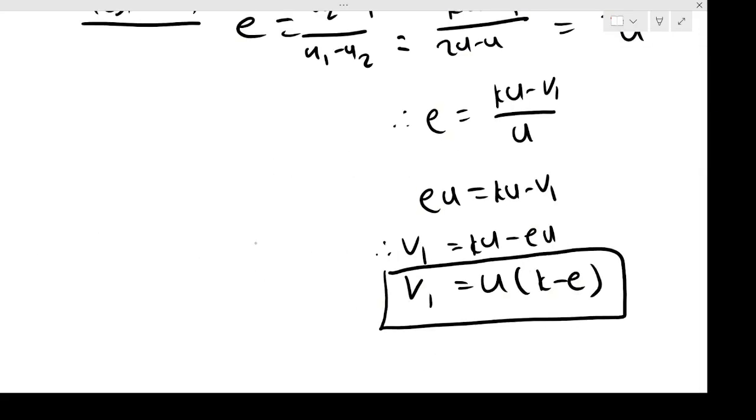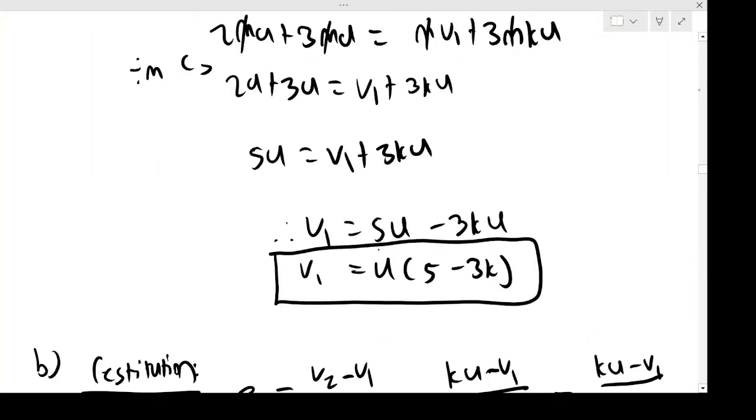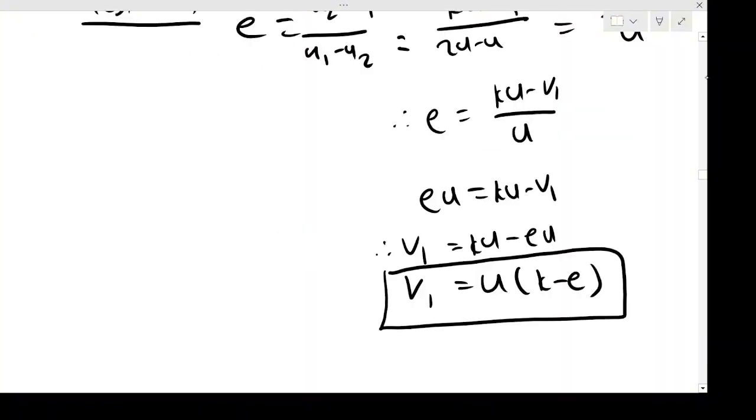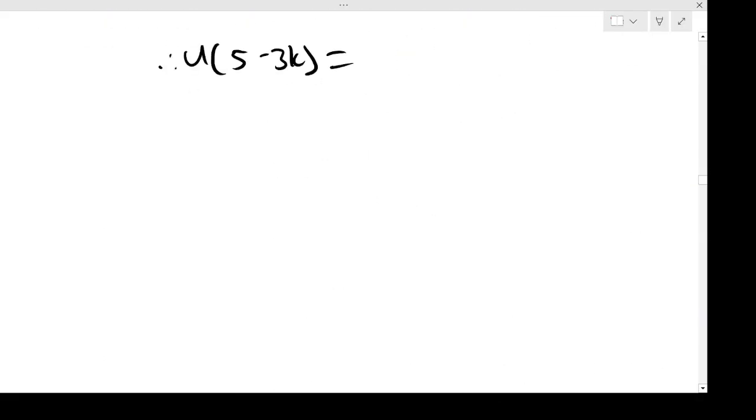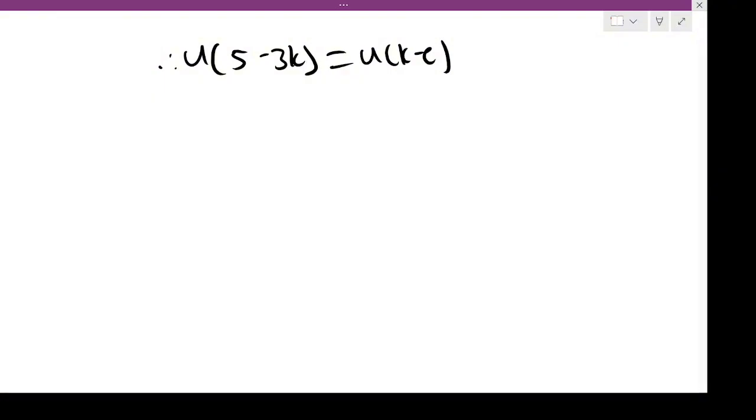Now, this looks ugly, right? This looks a bit weird. But actually notice, I've now got two expressions for v1. I've got this expression here, but also from part a, from momentum, this as well. So obviously they have to be the same, right? They're both v1. So therefore we can say that u lots of (5 minus 3k) has to equal u of (k minus e), right? And so we can get some sort of equation from this. So actually, firstly, I can divide by u, cancel the u's. So 5 minus 3k is k minus e.